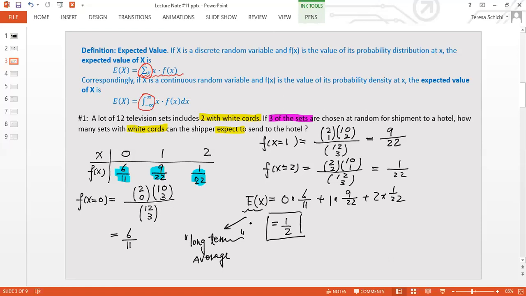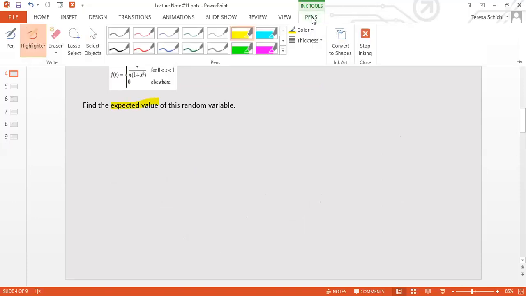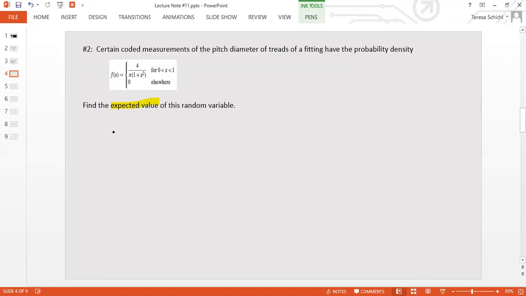Okay, now let's take a look at the next one here. Find the expected value of the random variable here. So I'm looking for the expected value, right? And this is my PDF, so this is a continuous distribution. This problem is basically just trying to test you. It's very mechanical. They want to see the definition of expected value. So expected value is the integral of x times f of x dx, right?